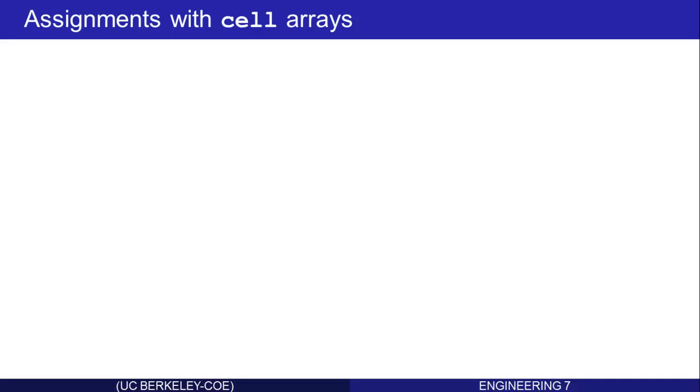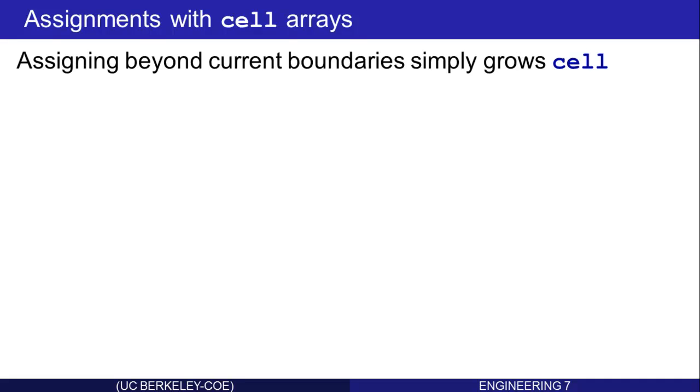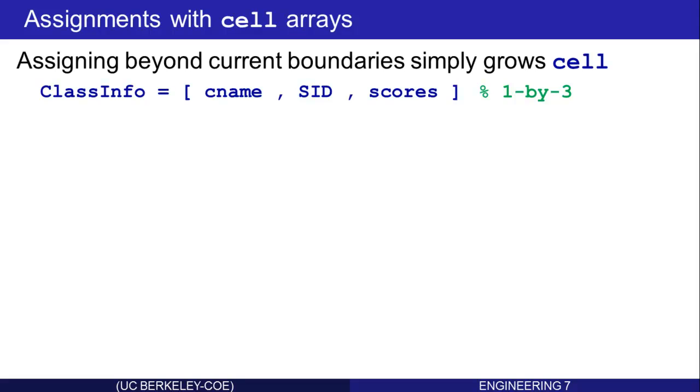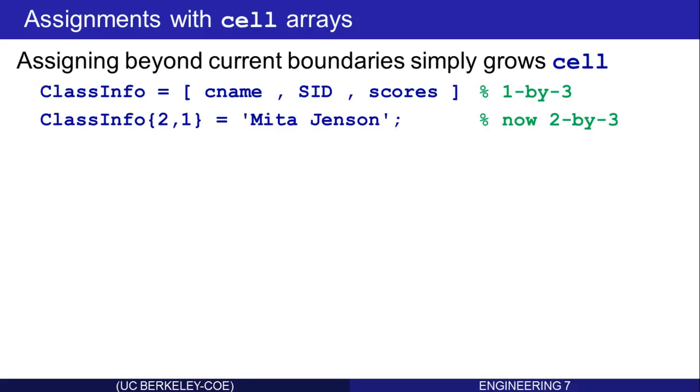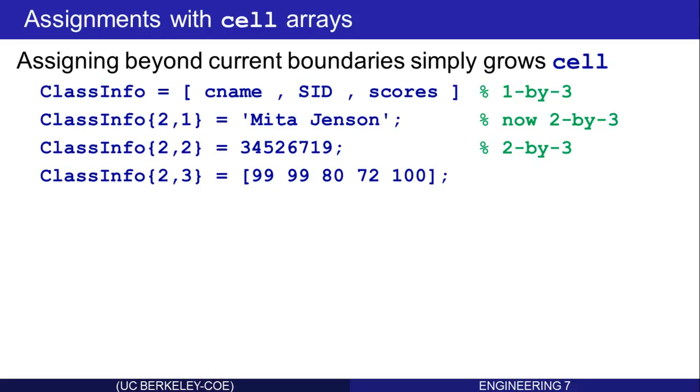Like all arrays in Matlab, we can simply assign beyond the current boundaries, and that grows the array. Let's return to our 1 by 3 array class info and try to assign something in the contents of the 2,1 cell. There is no 2,1 cell, so we're assigning beyond the boundaries. This grows the array, and it's now 2 by 3. We can now assign to the contents of the 2,2 cell as well as the 2,3 cell, and it remains 2 by 3. Let's try this in Matlab to confirm this behavior.